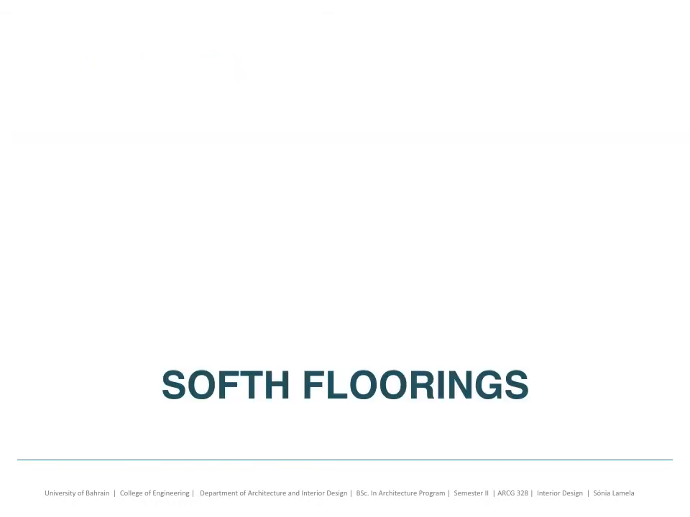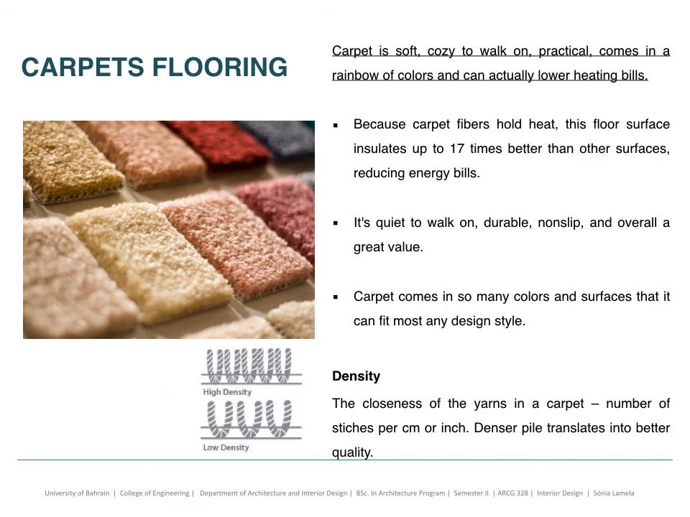Now, for the third type of flooring, soft floorings, we'll talk about two types. So we have the carpets flooring, and the carpet is soft, cozy to walk on, practical, and it comes with a rainbow of colors and can actually lower your heating bills. It comes with different types of density. As you can see in the picture, you could have high density and low density, and this depends on the closeness of the yarns in the carpet. So the number of stitches that it has per centimeter or inch. Of course, the denser the pile is, the better the quality is.